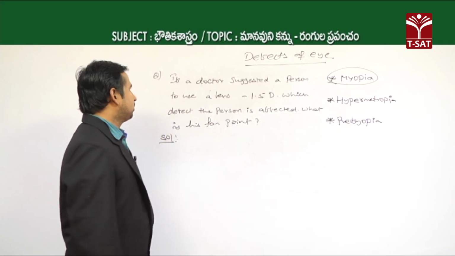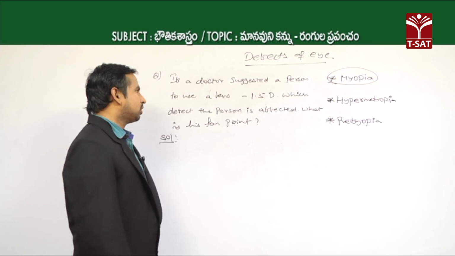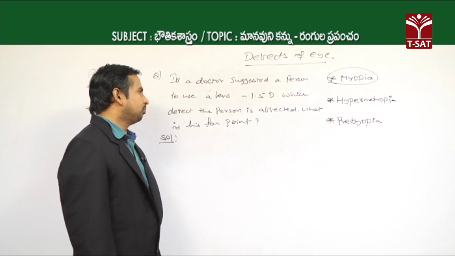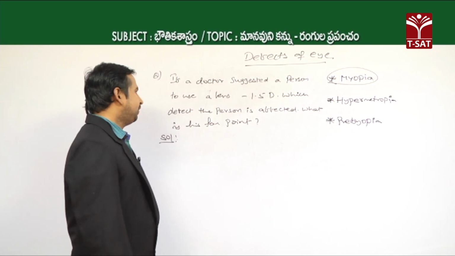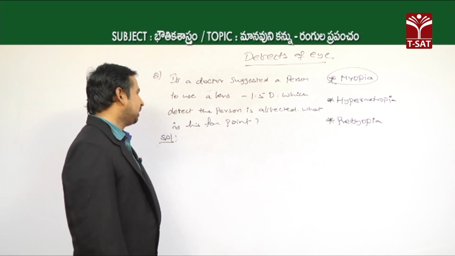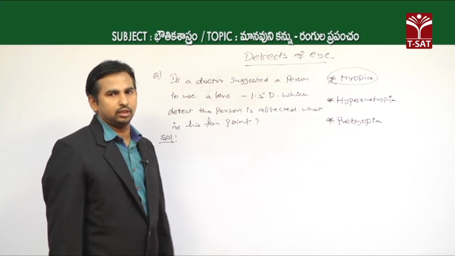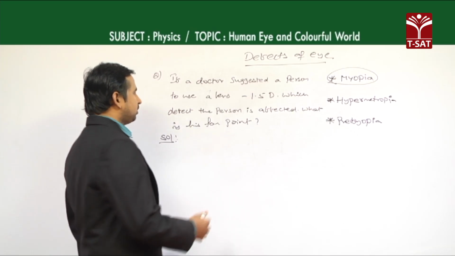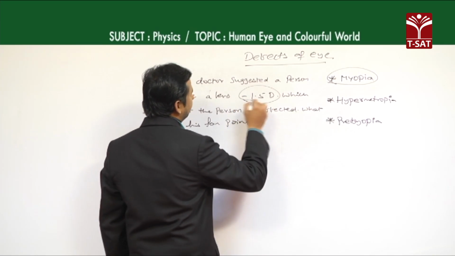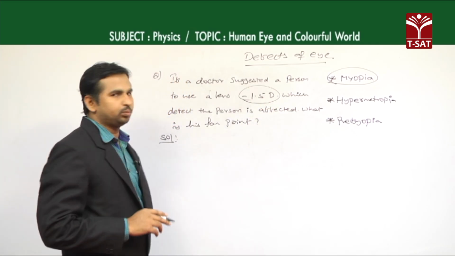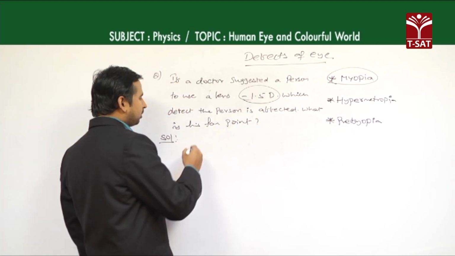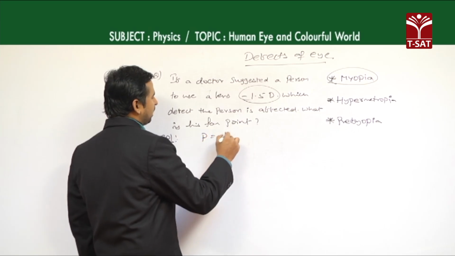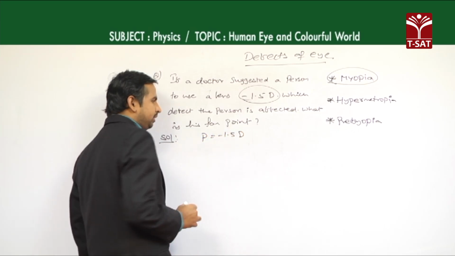Now, if you see one question here: if a doctor suggested a person to use a lens of minus 1.5 D, which defect is the person affected by, and what is his far point? Here, the power of the lens is given in terms of D, where D means diopter. So, the power of the lens P is equal to minus 1.5 D.